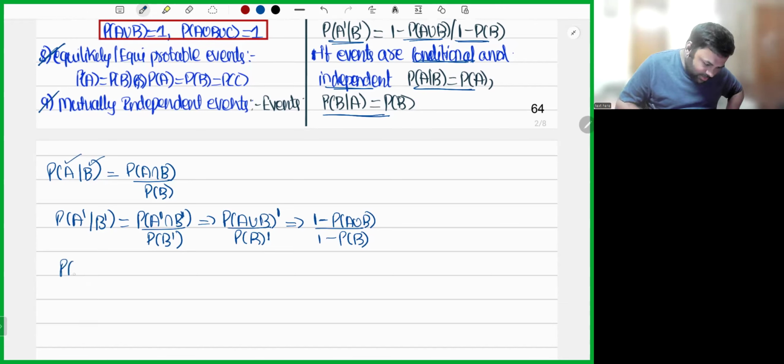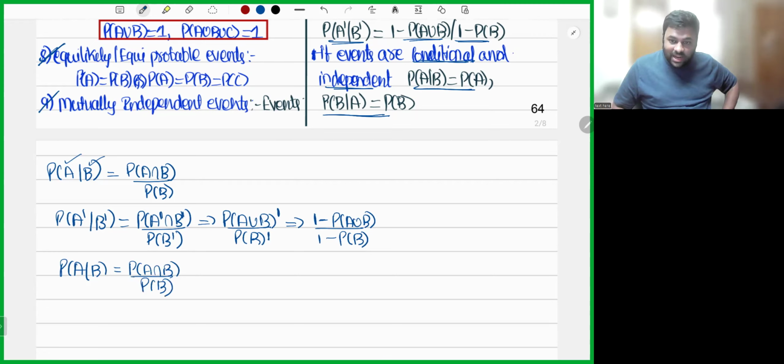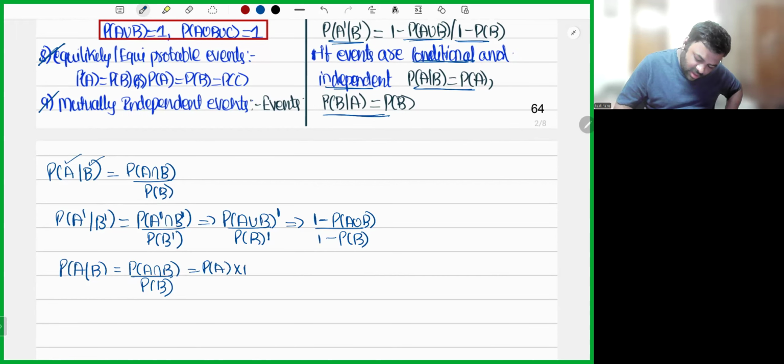Now P of A by B. What is P of A by B, my dear friends? P of A intersection B divided by P of B, right? He's telling they are independent. If they are independent, what is P of A intersection B? P of A into P of B whole divided by P of B. Cancel. So what is left? P of A. So if they are independent, P of A by B is P of A and P of B by A is P of B.